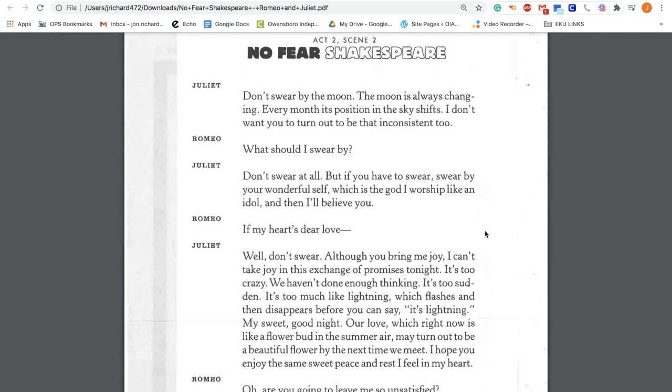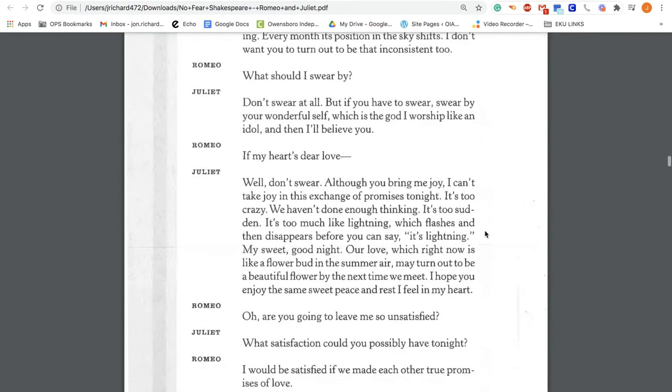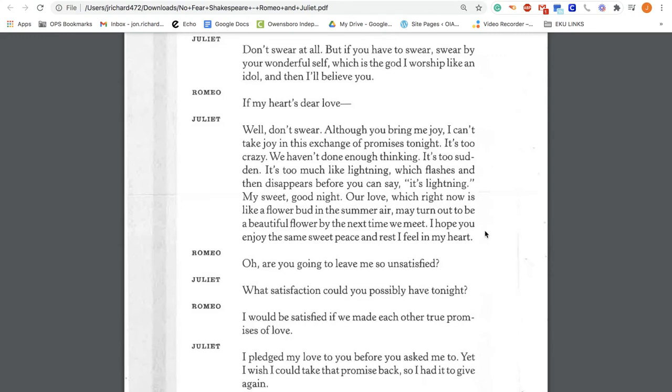Oh, don't swear it at all. But if you have to swear, swear by your wonderful self, which is the God I worship like an idol, and then I'll believe you. If my heart's dear love? Well, don't swear. Although you bring me joy, I can't take joy in this exchange of promises tonight. It's too crazy. We haven't done enough thinking. It's too sudden. It's too much like lightning, which flashes and then disappears before you can say it's lightning. My sweet, good night. Our love, which right now is like a flower bud in the summer air, may turn out to be a beautiful flower by the next time we meet. I hope you enjoy the same sweet peace and rest I feel in my heart.